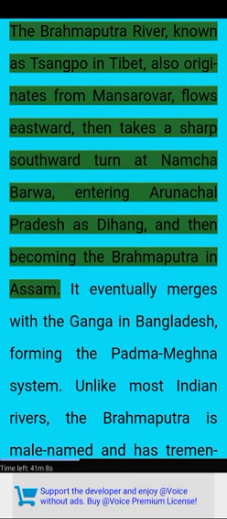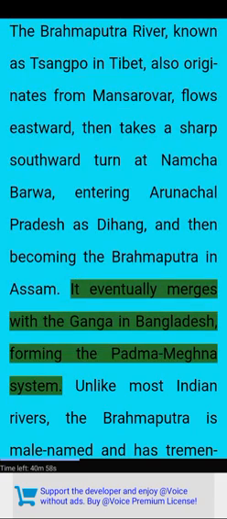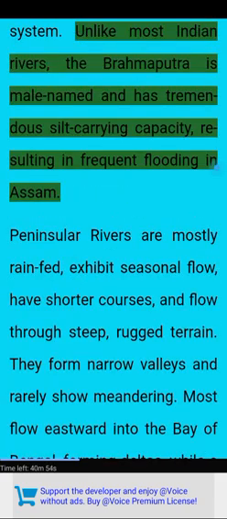The Brahmaputra River, known as Sangpo in Tibet, also originates from Mansarovar, flows eastward, then takes a sharp southward turn at Namcha Barwa, entering Arunachal Pradesh as the Dihang, and then becoming the Brahmaputra in Assam. It eventually merges with the Ganga in Bangladesh, forming the Padma Meghna system. Unlike most Indian rivers, the Brahmaputra is male-named and has tremendous silt carrying capacity, resulting in frequent flooding in Assam.